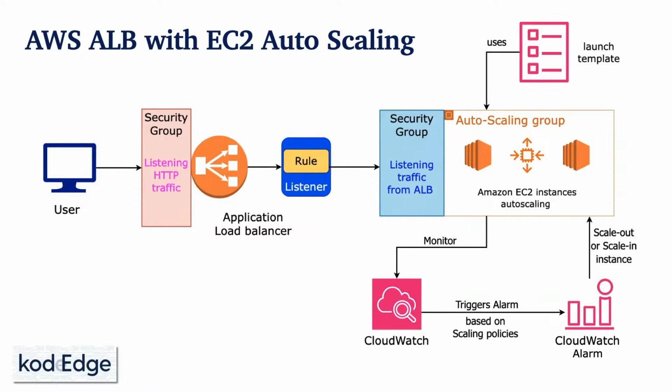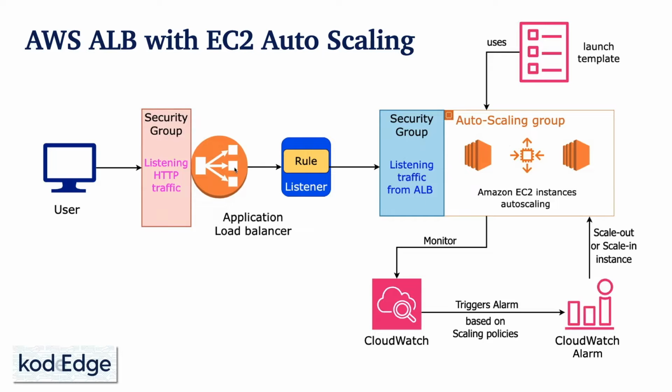In this session, we will see how to integrate application load balancer with the autoscaling group. As you see in the diagram, we will create the autoscaling group with the help of launch template. So what is launch template? Launch template contains the configuration to initialize or to launch the EC2 instance in the autoscaling group.